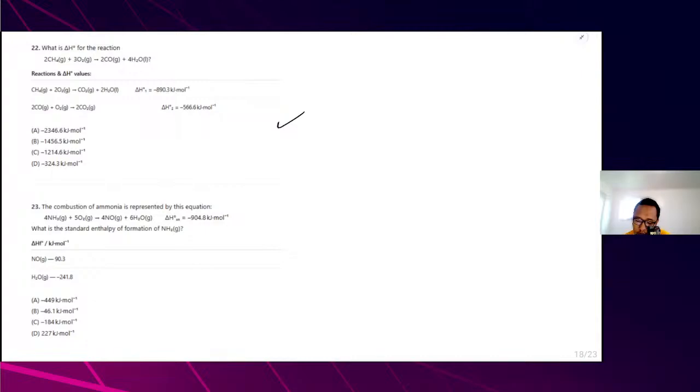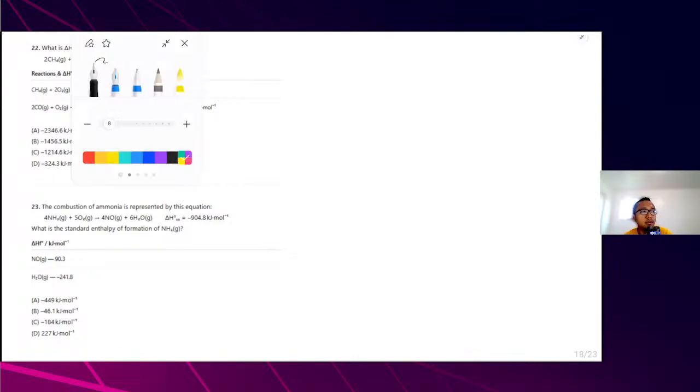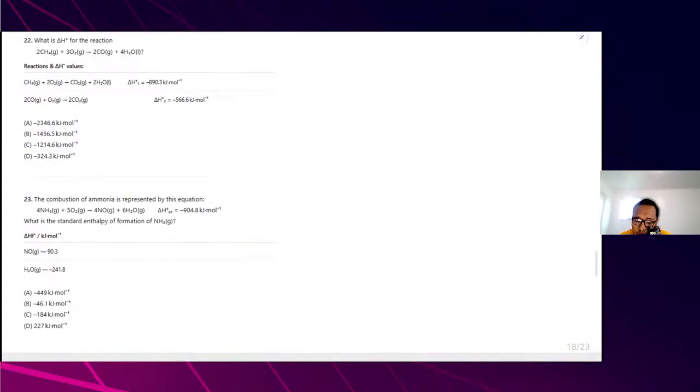What is the standard enthalpy of formation of NH3? Okay, now it's kind of different because we have number 22, 23, right? Yeah. Now we have something different for this one. Because oh, okay. The first and the second is different. Again, put our difference. Okay, so now the target is, oh, this one is still same.